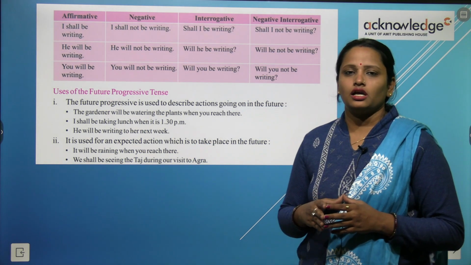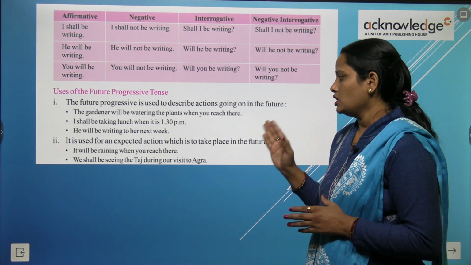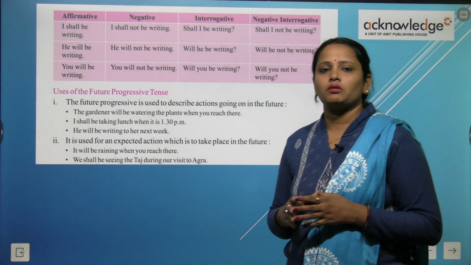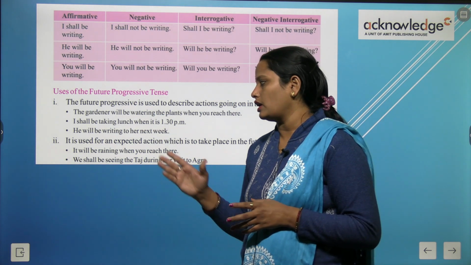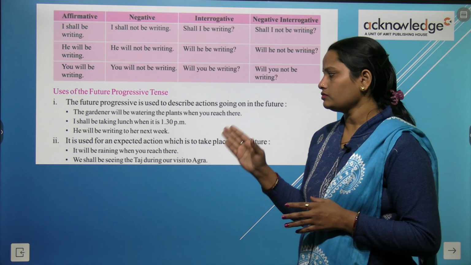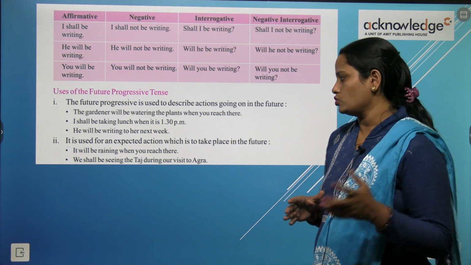So in the second, let's come to the second point. It is used for an unexpected action which is to take place in the future. So किसी भी unexpected action के बारे में बताता है जो future में होने वाला है. It will be raining when you reach there. We shall be seeing the Taj during our visit to Agra.